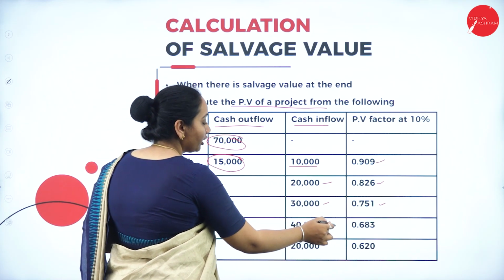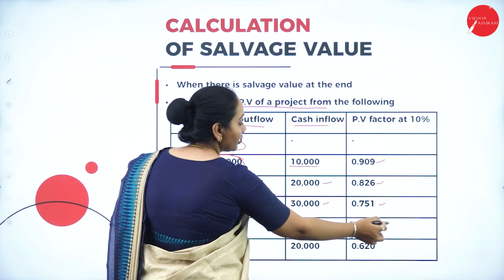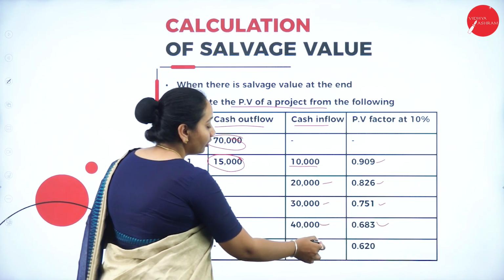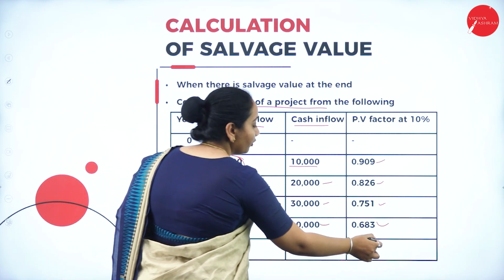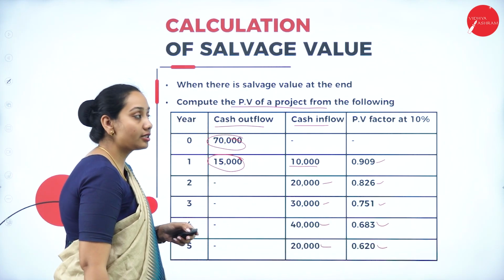Then cash inflow is 40,000. The PV factor at 10% is 0.683, and the cash inflow at the last year, that is the fifth year, is 20,000, and the PV factor at 10% is 0.602.